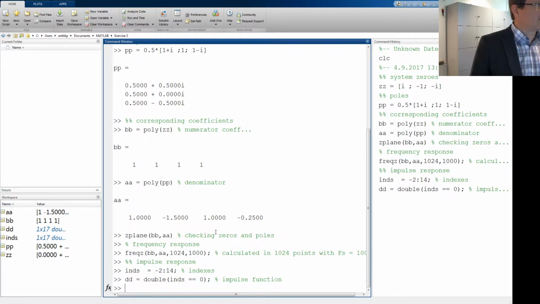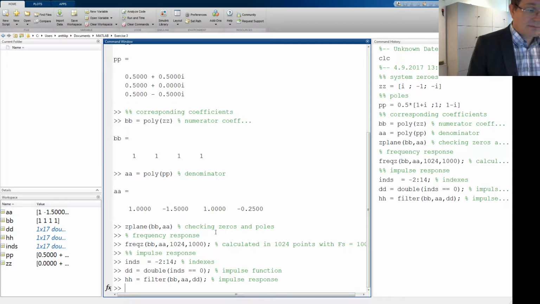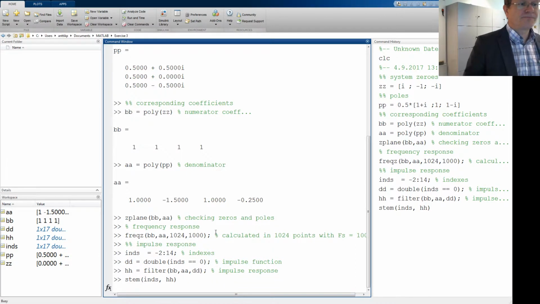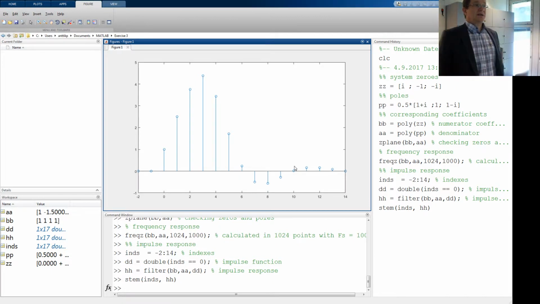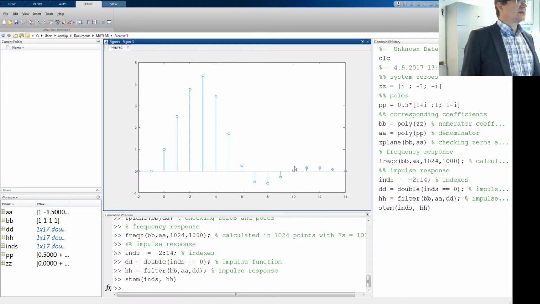And then the impulse response is the system response, which is always like that when the input is an impulse. There. That's the impulse response. And just for fun, let's stem it. Stem in HH. There we go. So that is the impulse response. And now the question is, is this FIR or IIR?